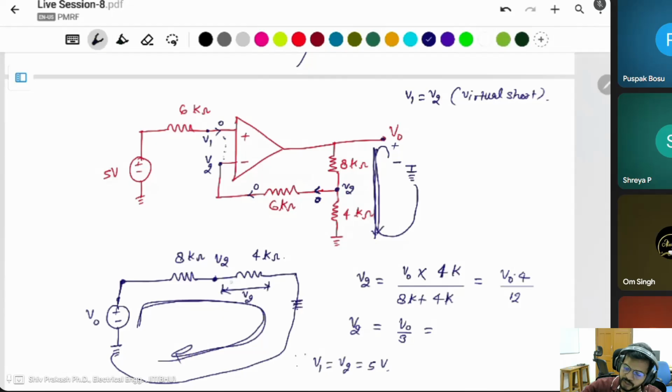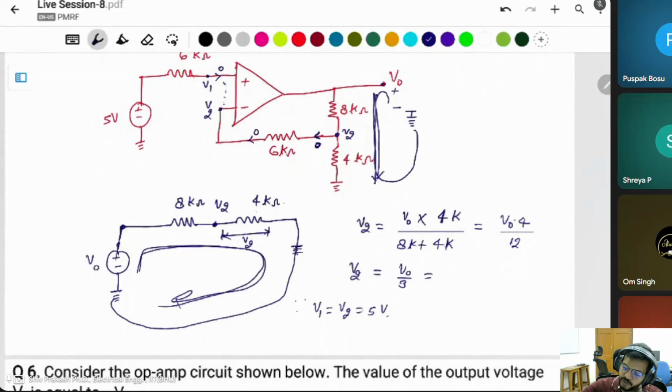Then V2, using the voltage divider, is the total voltage times that resistor divided by the total resistance. And V1 is equal to V2, equal to 5 volt, because of the virtual short. That's why this is 5. Then the output voltage is 3 times 5, equal to 15 volt in this case.